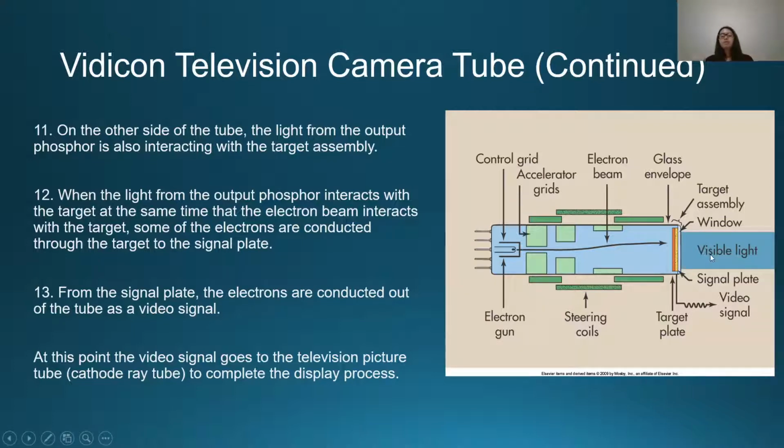So basically, visible light and electrons are going to interact at the same place at the same time with the target, and that's going to make the video signal. Whether it's a high video signal or a low video signal is going to depend on how intense the visible light is.